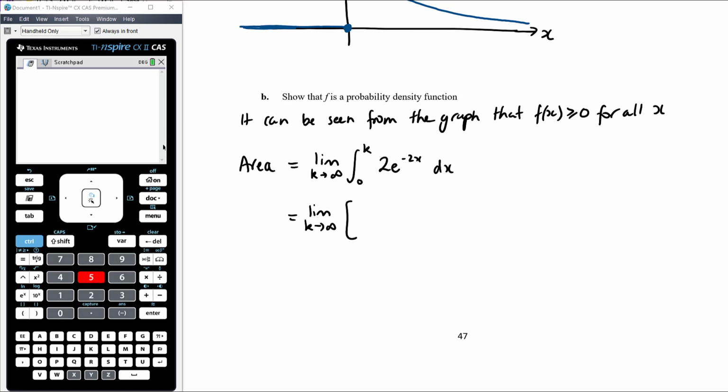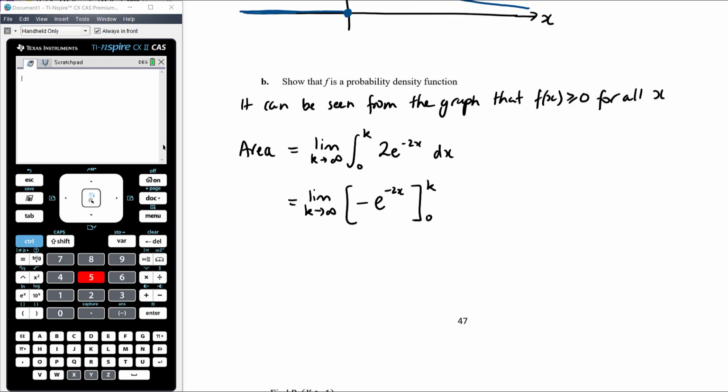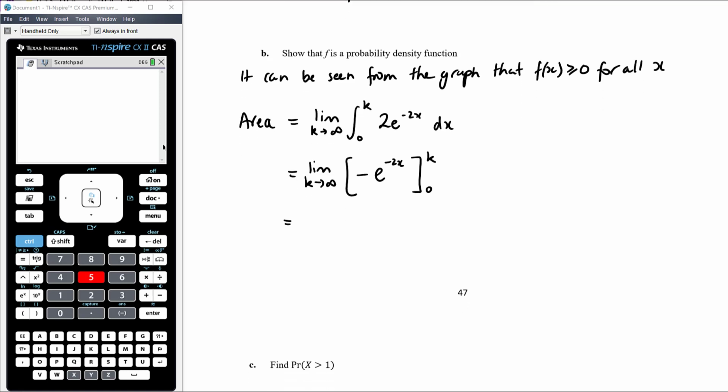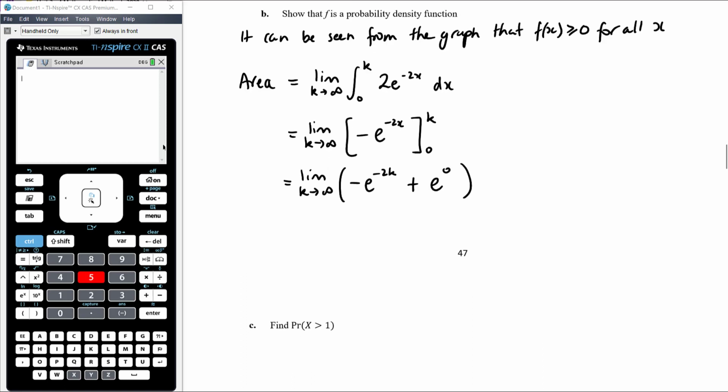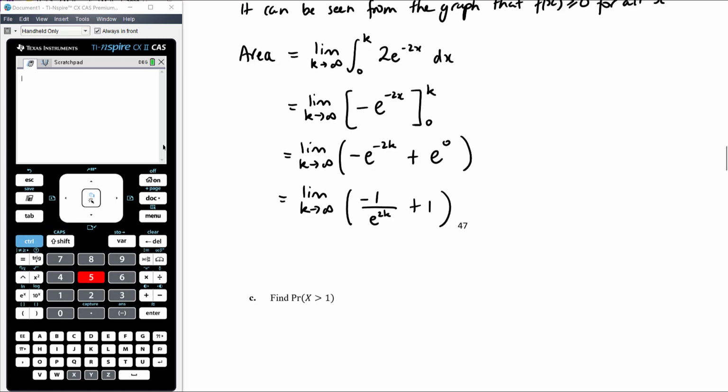Antiderivative of 2e to the negative 2x, so we can divide by negative 2, which gives us negative 1, e to the negative 2x from 0 to k. And then we're going to substitute, so we still haven't taken the limit, we're still evaluating our integral. And so it's going to be negative e to the negative 2k minus minus, so plus e to the 0. Okay, so let's just go another step before we do our limit. So that's the same as negative 1 on e to the 2k, plus 1. Okay, so now we can take the limit.